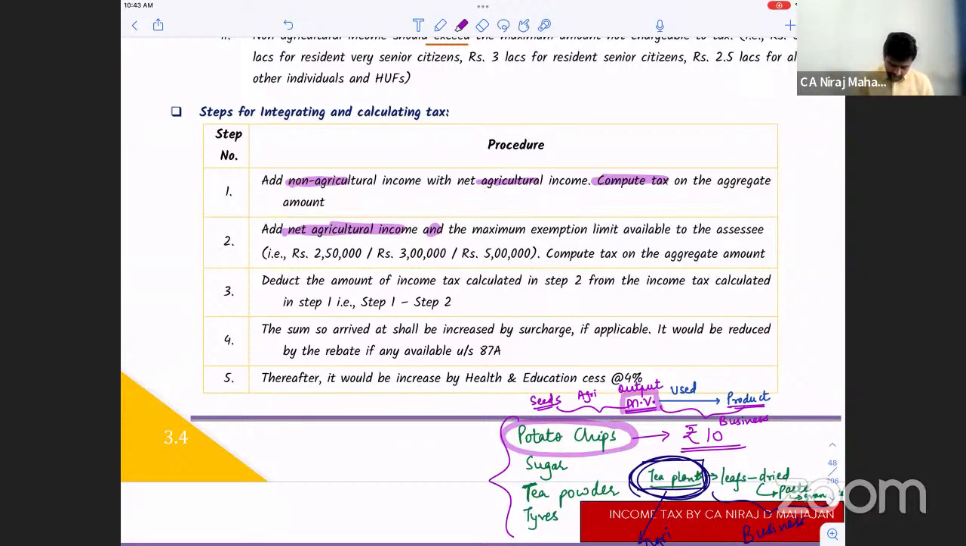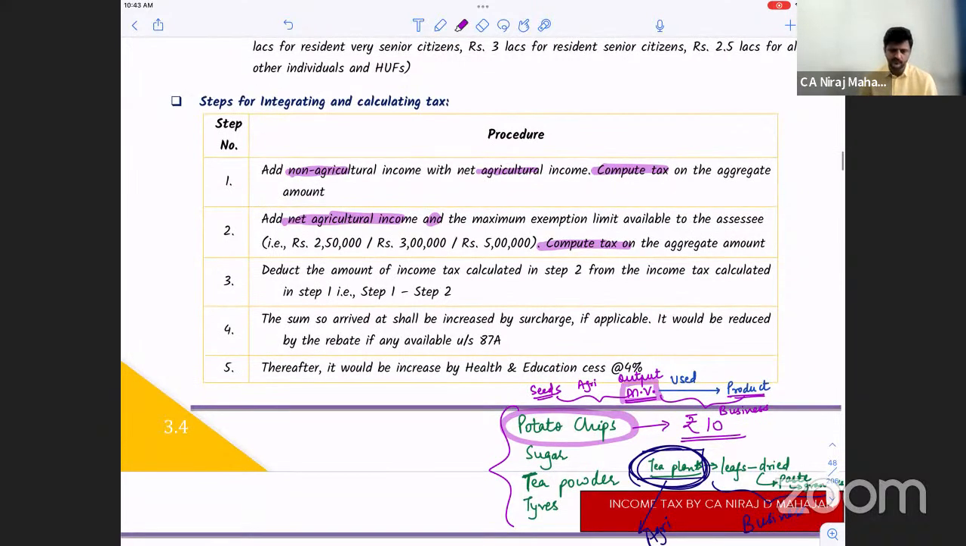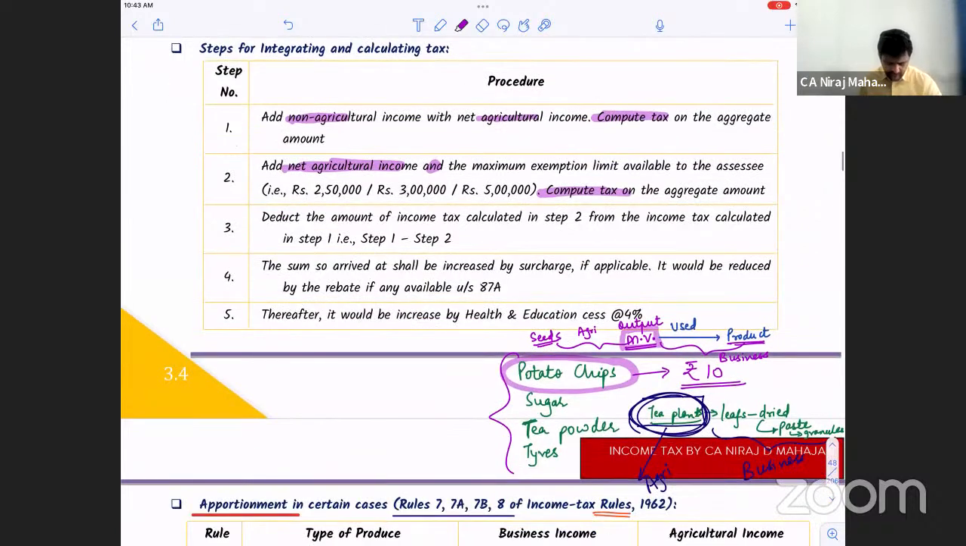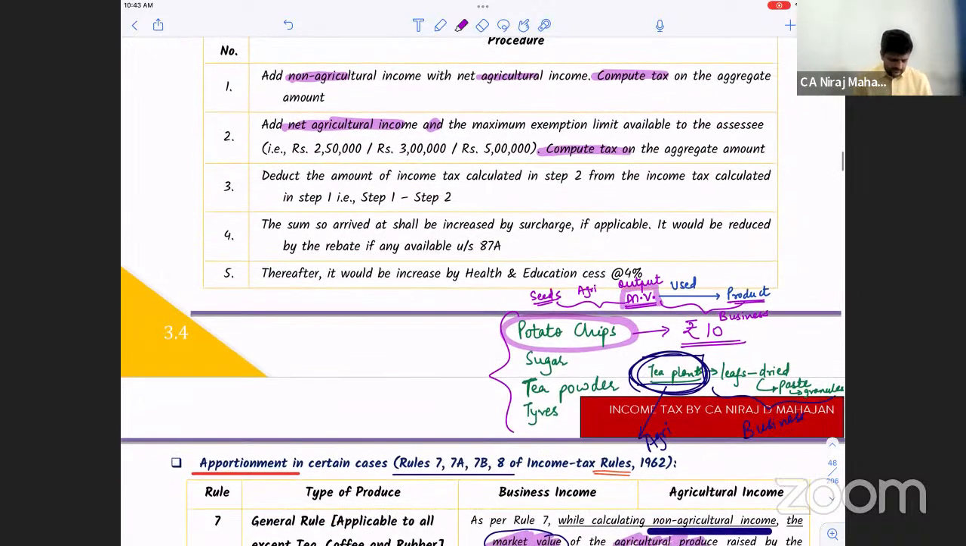Compute tax again. Then obviously the next step will be the difference. Which one will be higher, 1 or 2? One will be higher because you're taking the entire income, whereas in 2 you're taking only agricultural income. Clear till here? We'll go ahead. Next one: deduct the amount of income tax in step 2 from step 1. That is step 1 minus step 2. That's it.